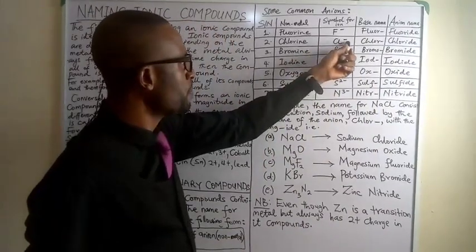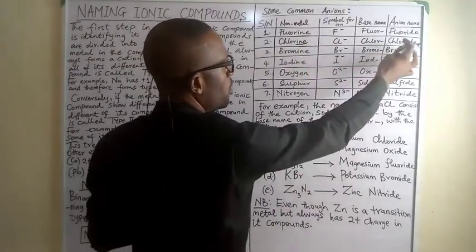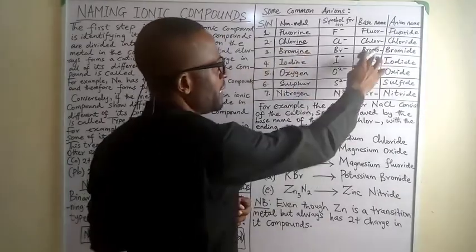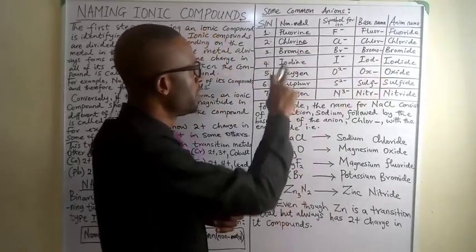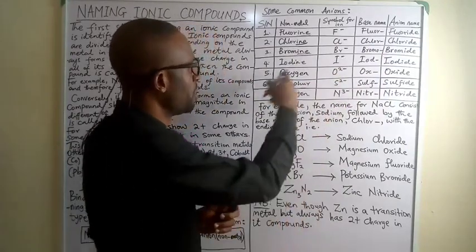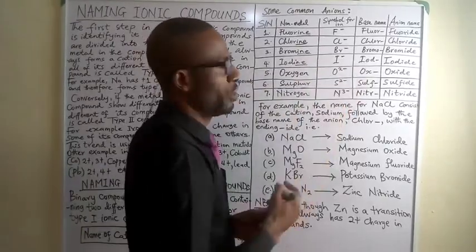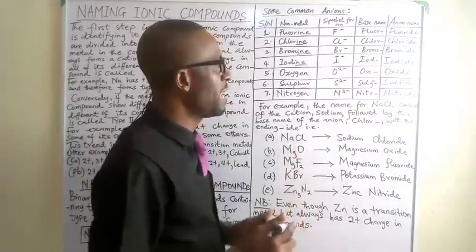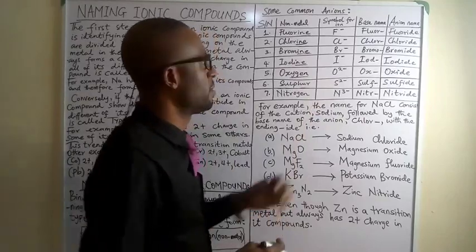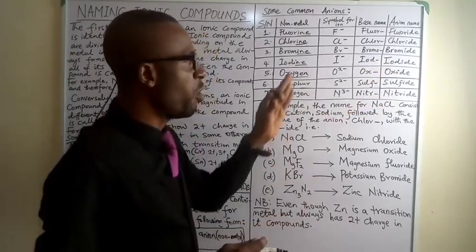So chlorine again, Cl minus, you remove the last syllable INE, you have chlor. When you put IDE in place, you have chloride. You have bromine, the base name is brom. Of course, replace the last syllable with IDE, and you have bromide ion. Iodine, you remove the INE, and you have iod. When you put IDE, you have iodide ion. Oxygen, you just remove the GEN, and you have ox as the base name. And when you put IDE, you have oxide.